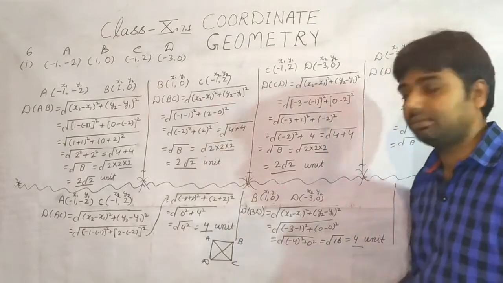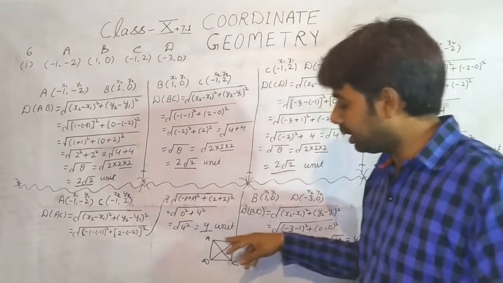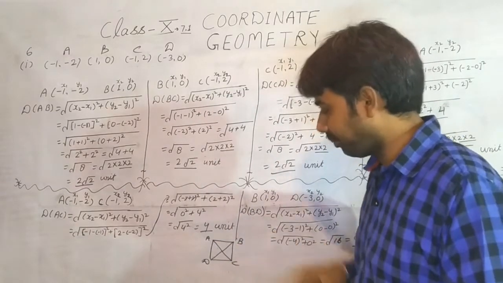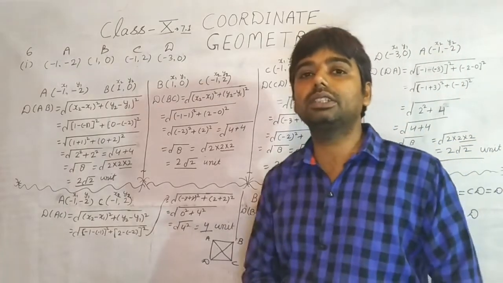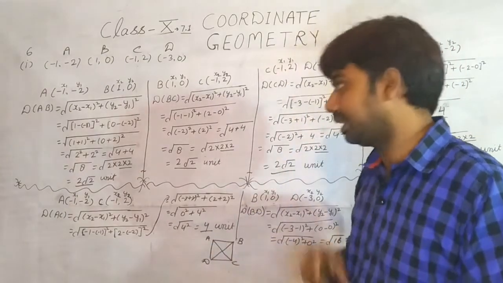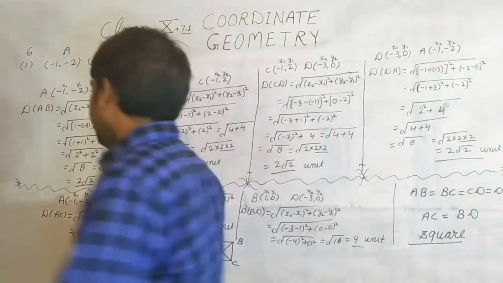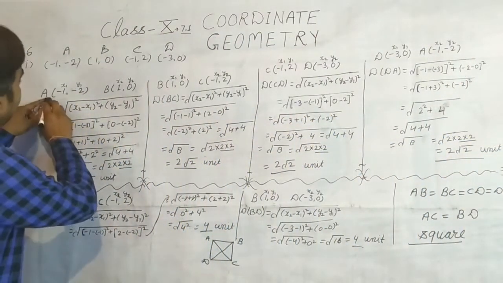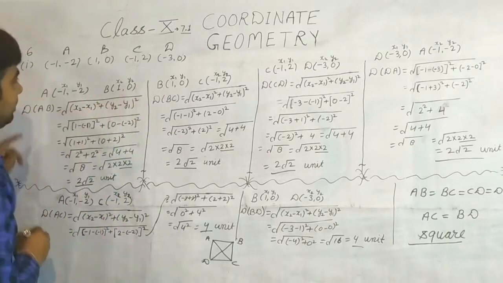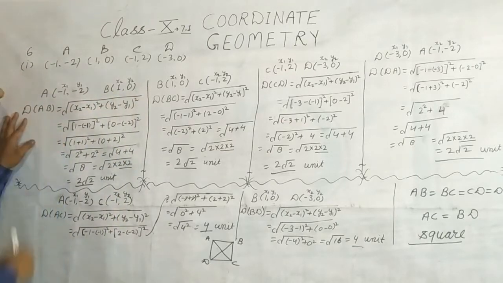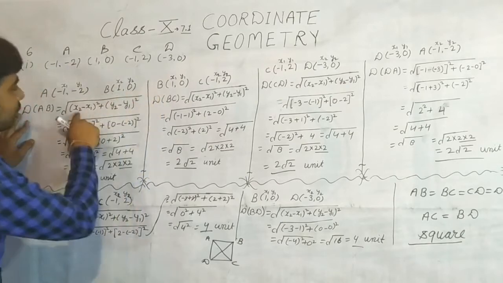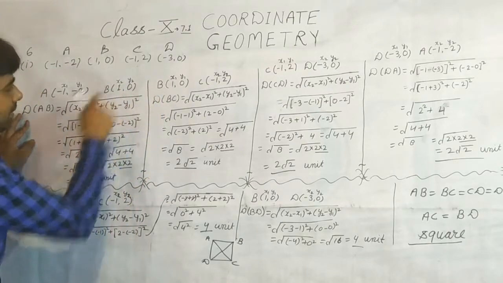Now look here, I have drawn a quadrilateral and its diagonals also. First of all, we are required to find the distance AB. It's not a big task. Let me write it here: point A here, point B here. Distance formula. What is the distance formula? You know it very well: square root of x2 minus x1 whole square plus y2 minus y1 whole square.